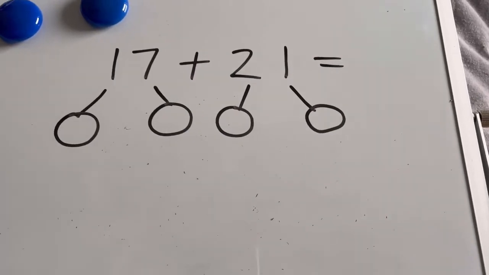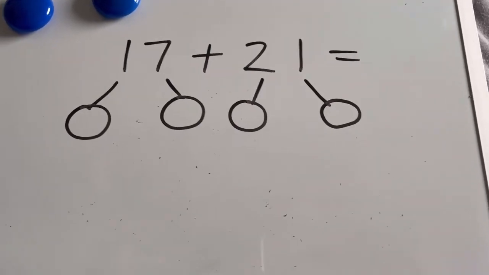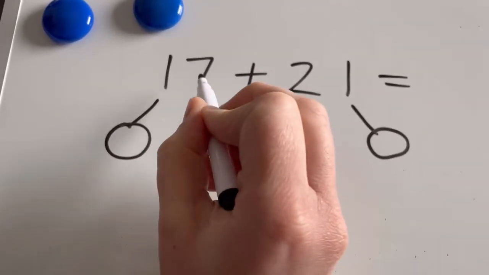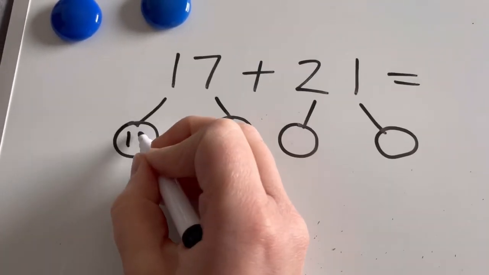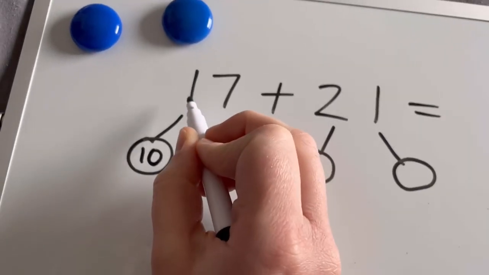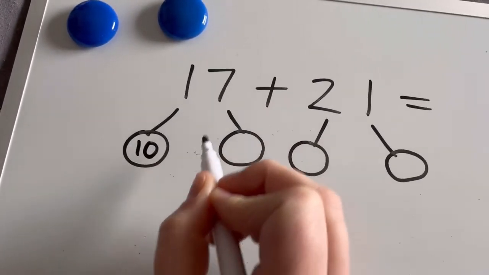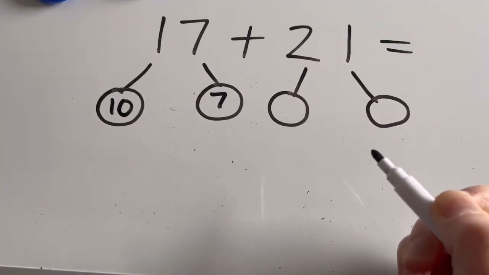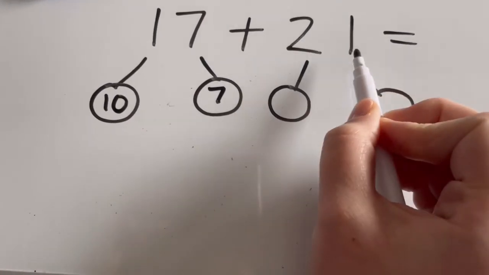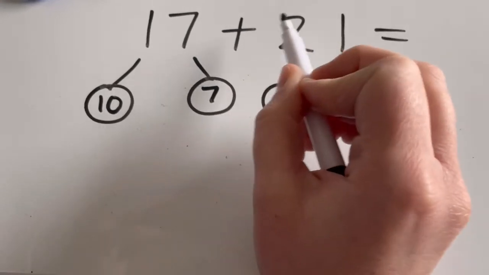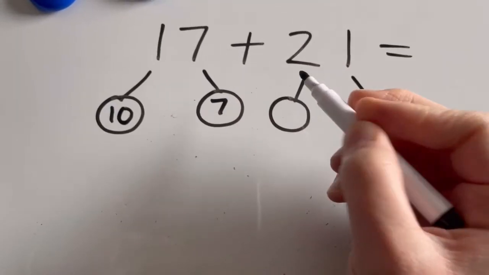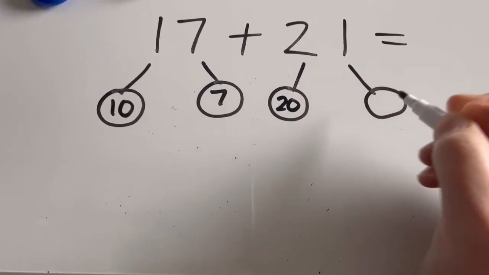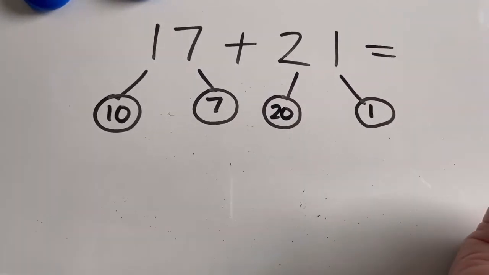So if we're looking at this question, 17 add 21, the number 1 in the number 17 represents the number 10, because these are the tens and the ones. The number 7 represents 7 ones. The number 21 has 2 tens in it, 10, 20. So we're going to put 20 in this circle here. And the number 1 is 1.